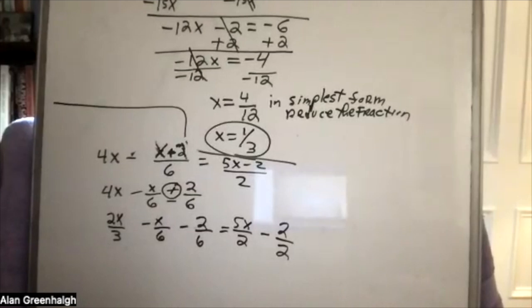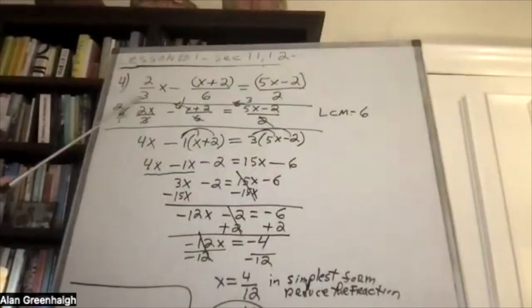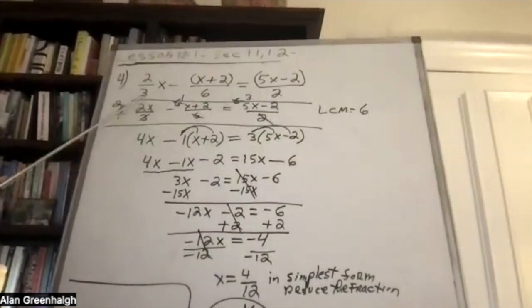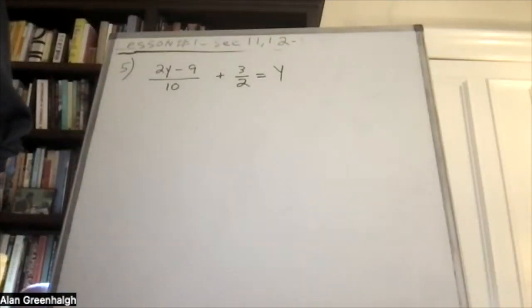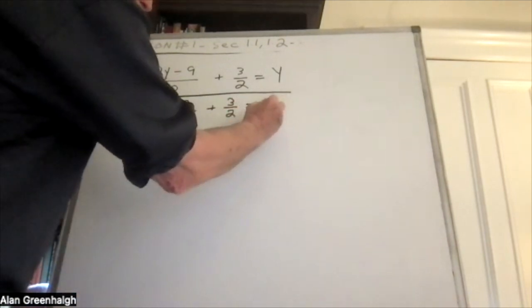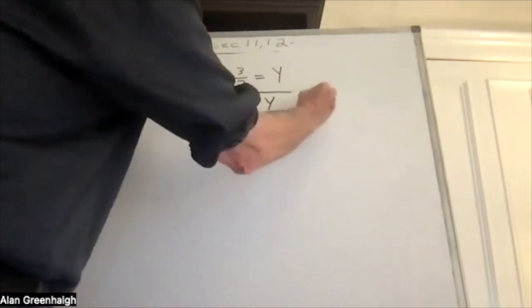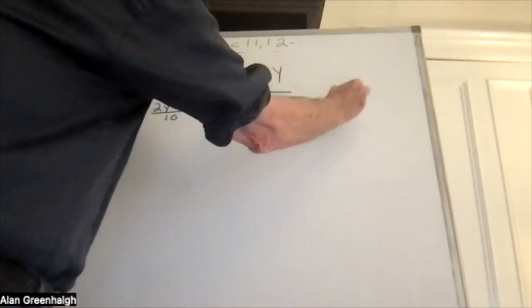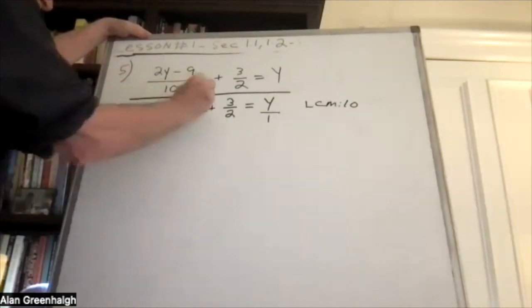Okay, one last problem for this section. All right, so let me just say to you a very important thing. I like this problem. And that's all I'm saying. Okay, I'll give you a few minutes to solve that. I would put a 1 under that y. The least common multiple is 10. We're going to multiply everything by 10.